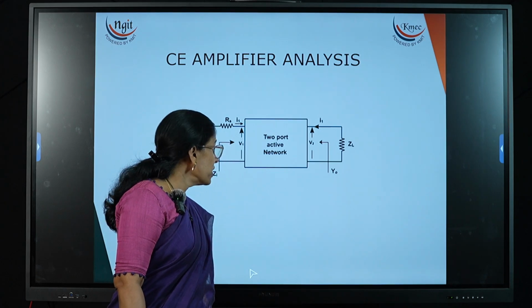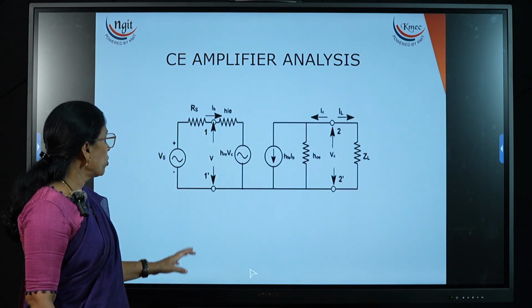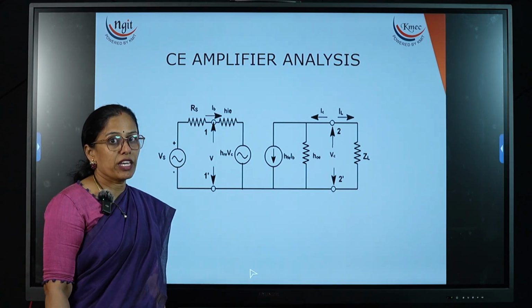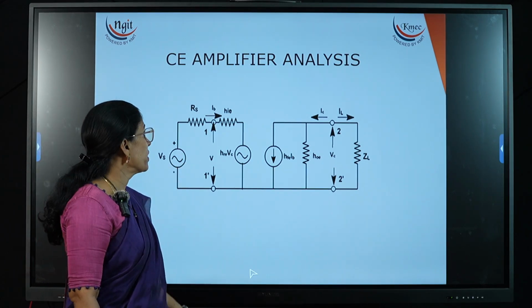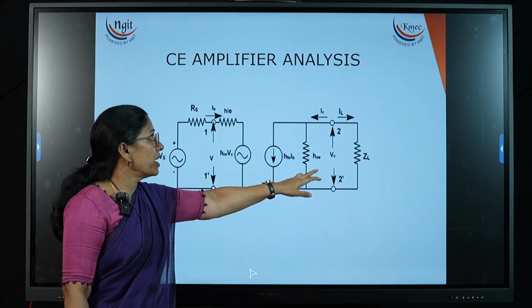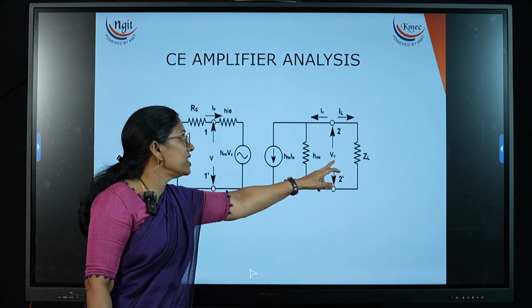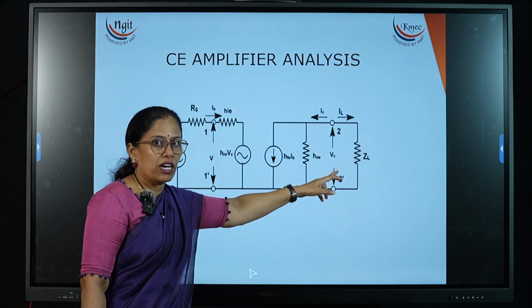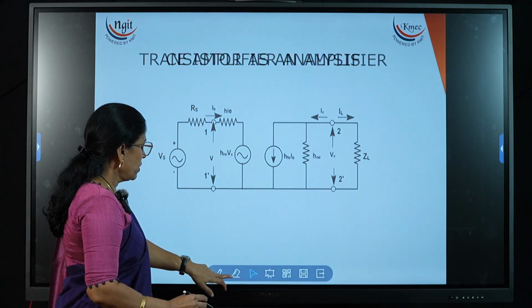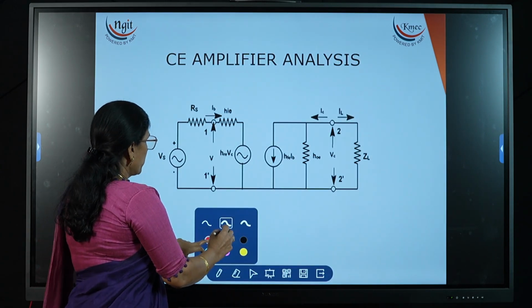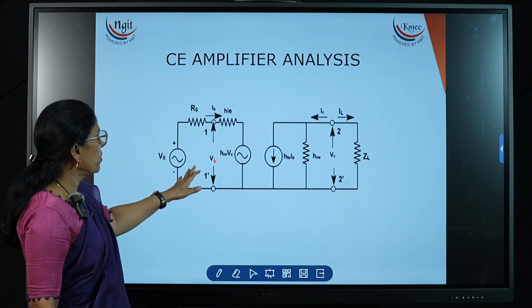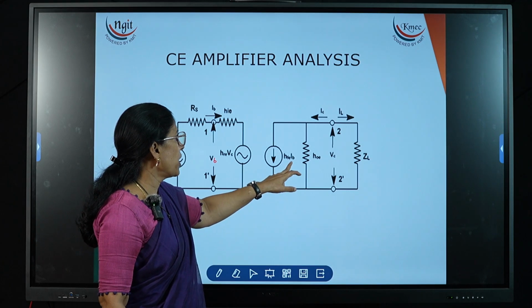Now for this, if I draw the H parameter model, it looks like this. Already in the last class, I have explained the H parameter model for the CE amplifier. Now HIE, IB, HRE, VC. At the output, instead of taking the VCE, we can take it as VCE or VC. Input side it is a VB, or VBE. Now here I am taking VB and IC, HRE, IB.